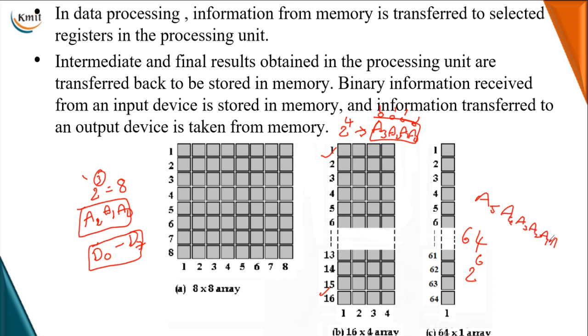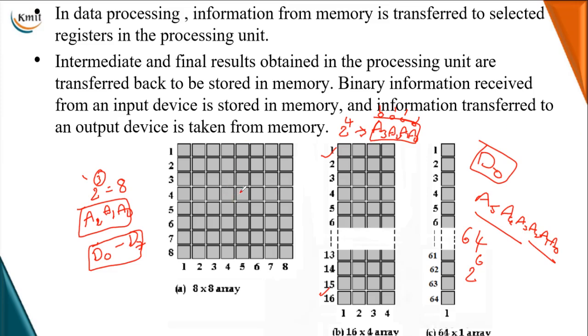So a total of 6 address bits are needed to select one of the memory locations, but the data held in each memory location is one data bit. So only one data bit is obtained from each location.